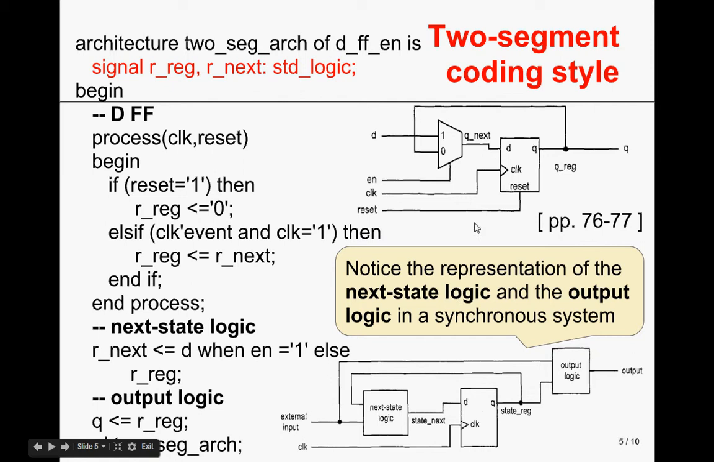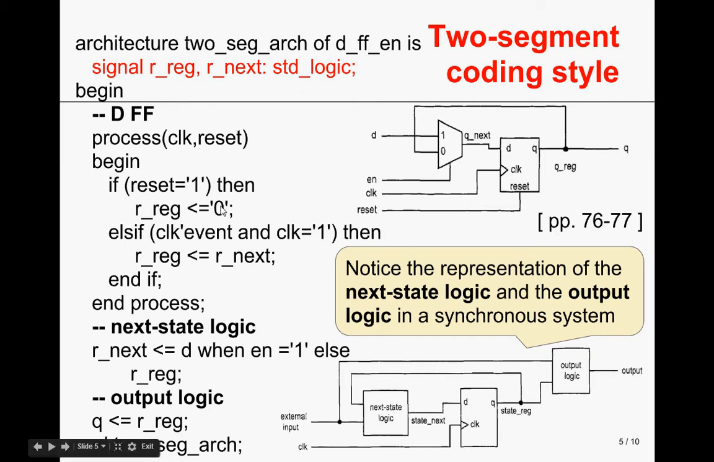Now if we apply this model to the simple D-type flip-flop with asynchronous reset, in this case we have added an enable signal. What we see here is that if enable is at 1, then this multiplexer is connected to the upper input, meaning that at the next rising edge of the clock, the input will be copied to the output. On the contrary, if enable is at 0, then the multiplexer will be connected to the lower input, meaning that the next state will correspond to the current state.